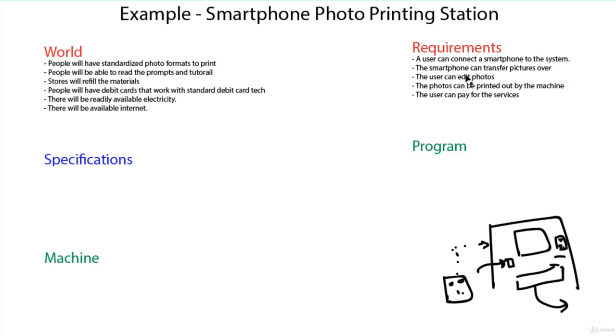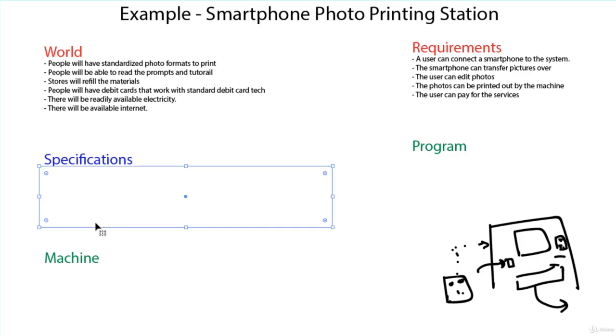Anyway, requirements. The user can connect a smartphone to the system. The smartphone can transfer pictures over. The user can edit photos. The photos can be printed out by a machine, and the users can pay for the service. In general, if you're ever in doubt about requirements, just go over a use case, basically, a way of using the machine. If you walked up to this machine, how would you want to use it, and how would you want things to interact? That's a great way to start with requirements. Every step, just write it down, and then you can build from there.